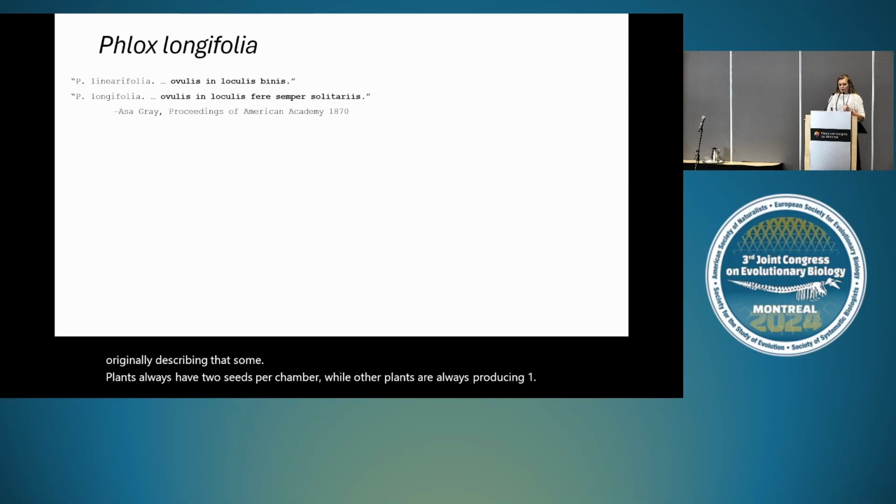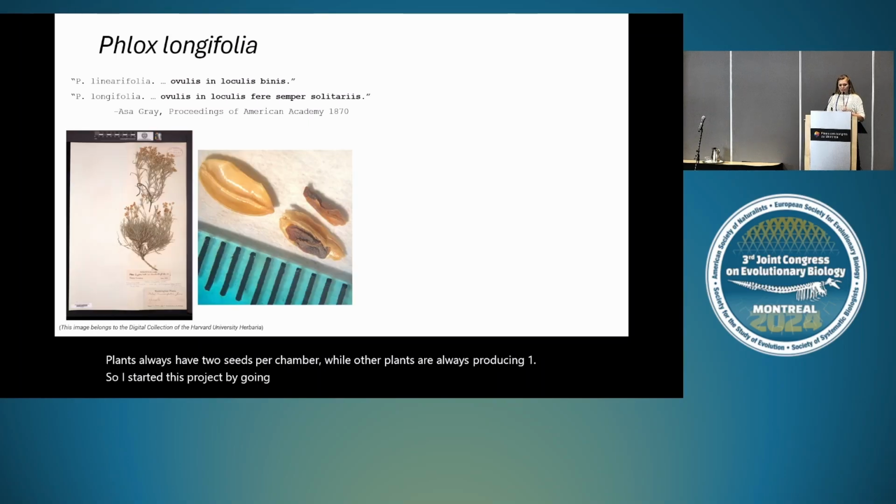So I started this project by going to the herbaria, and I sampled from a bunch of different specimens from across the species range, including some of the same specimens that Asa Gray worked on all the way back in the late 1800s. What you might notice from this central picture of a dissected fruit is that there's a ridge along that dark brown part, and that ridge is a separation between these 2 different seeds. So that's actually 2 seeds in a chamber on that particular fruit.